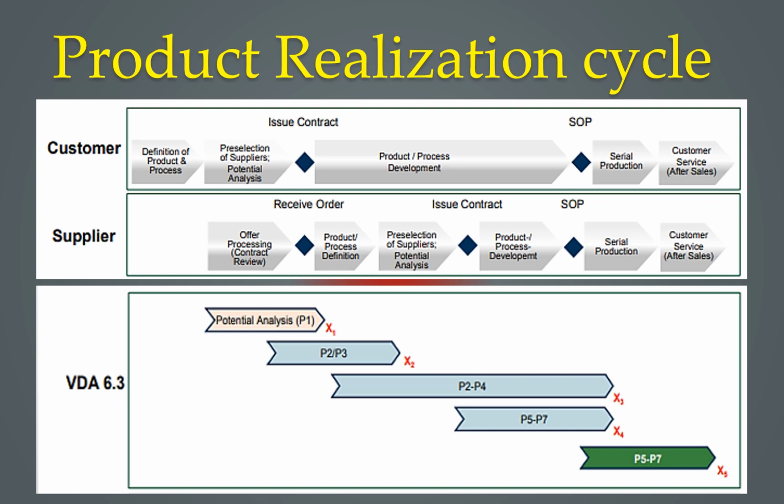VDA 6.3 process audit can be used throughout the entire product life cycle. In the early phase of the product development process, from P2 to P4, it helps you to evaluate the planning activities after the contract has been awarded. The process element P4 can be scheduled later to analyze and evaluate the implementation of planning activities as per element P3. This breakdown of process elements helps you to evaluate both the planning and the implementation.